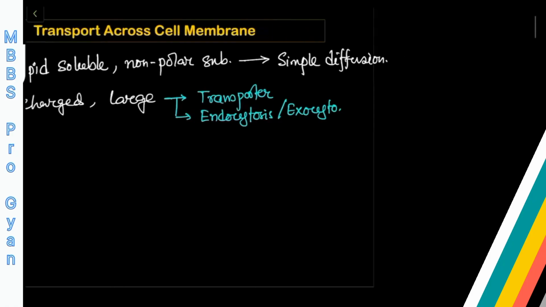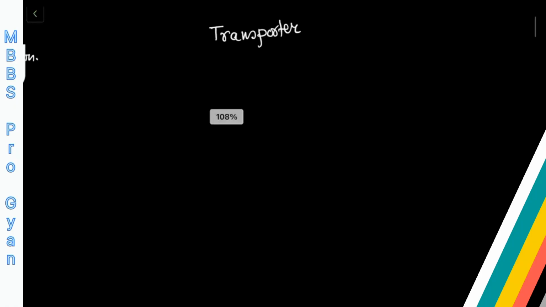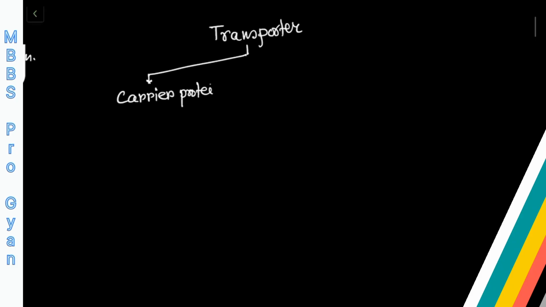You have to remember the transporter molecules can be of two types. One is known as the carrier protein, and the second one is the channel protein. Carrier and channel proteins are very, very different. So you have to understand the concept first.